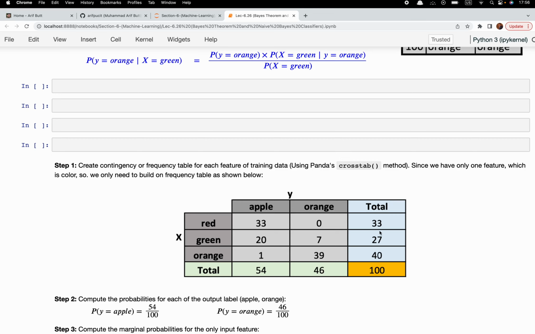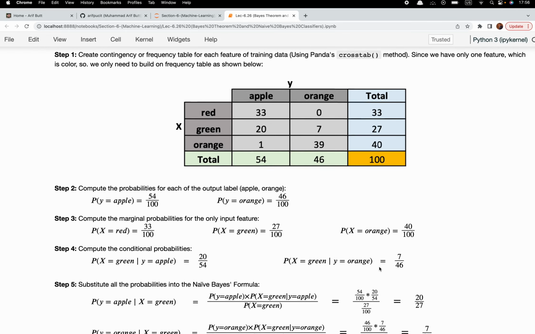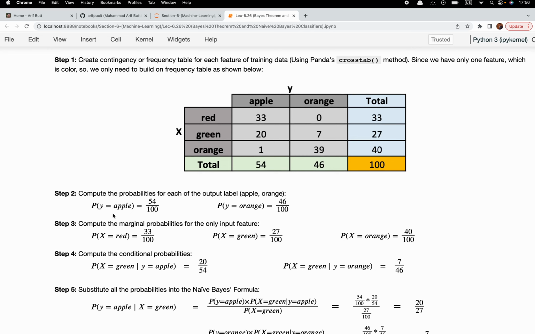Well, this total column in blue color tells us that there are 33 red, 27 green and 40 orange fruits in the data set, a total of 100 fruits. So given this contingency table, we can easily calculate the marginal probabilities as well as the joint probabilities by dividing all these values by the total number of fruits, that is 100. Okay. Well, in step 2, I have calculated the marginal probabilities, that is probabilities for y equals apple and y equals orange. In step 3, I have calculated the marginal probabilities for the single input feature, that is color. So the probability of x equals red is 33 over 100. Probability of x equals green is 27 over 100, and the probability of x equals orange is 40 over 100.